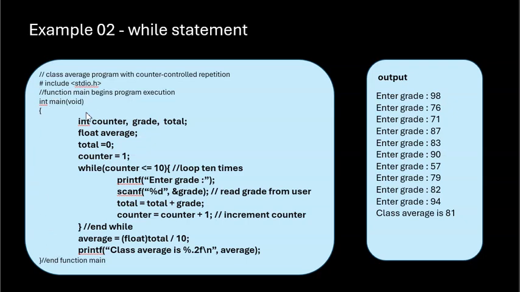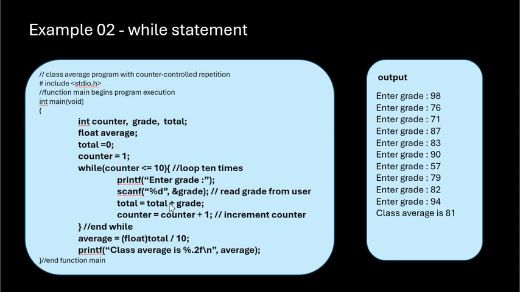In this code, there are some variables: count, grade, total, average. In the while statement, we check whether count is less than or equal to 10. Here count is 1, so we can go inside this loop. Then we print enter the grade. Here we take the grade from the user. After that, we add the grade entered by the user to the total. Here we have set the total to 0.